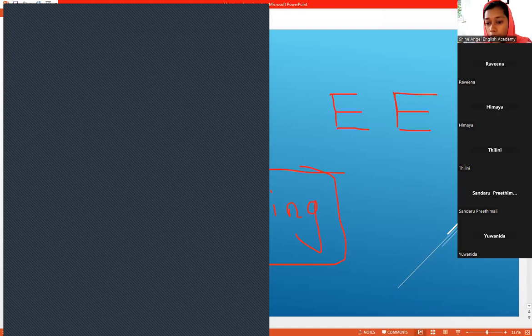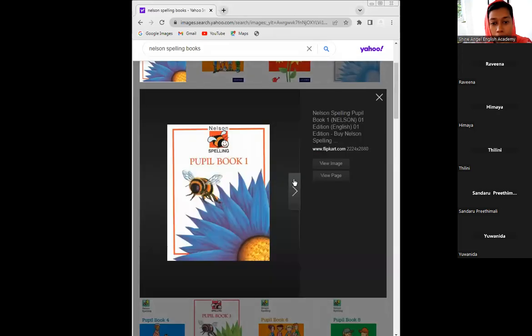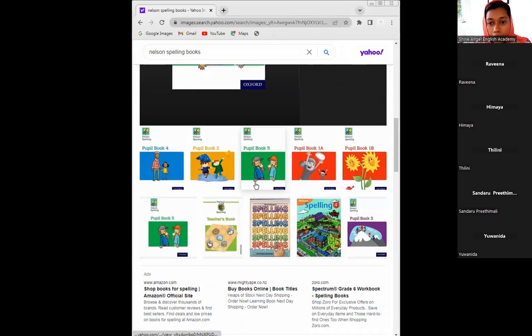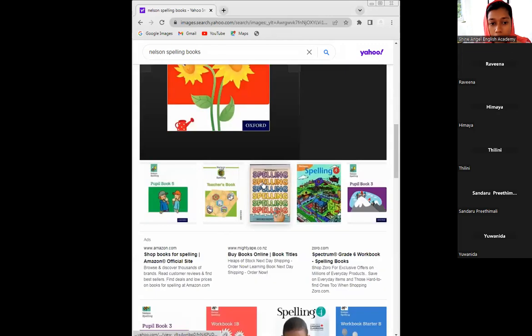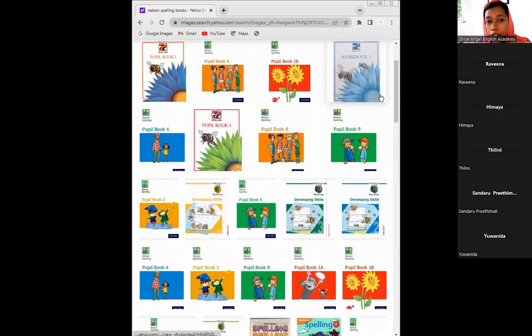So for each grade they have a spelling book, book one, book two, and so on up to the bigger grades. They have almost everything. So you can ask the children to get this book, and you will be able to teach them spellings accordingly, and then you can give them activities. And the best way of teaching the same sound is the hard word magic sound.